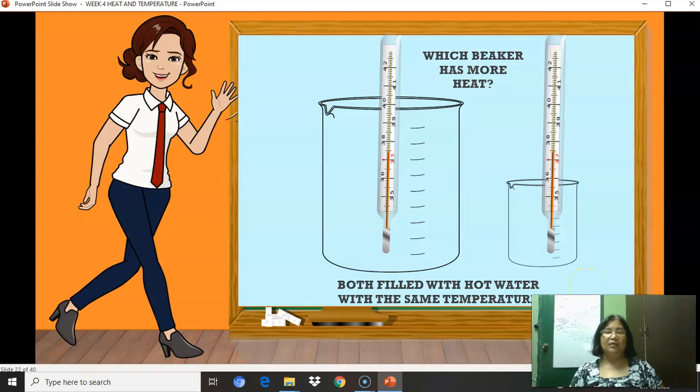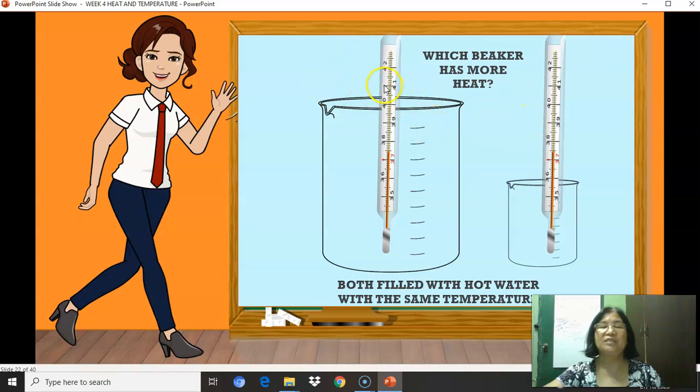Next, let's now see the relationship or the difference between temperature and heat. So in this figure, you can see two containers, two beakers with different sizes. This one, the big beaker, and another beaker which is a small beaker, both of them are filled with hot water with the same temperature. One big, one small, both are full of hot water, but their temperature is the same.